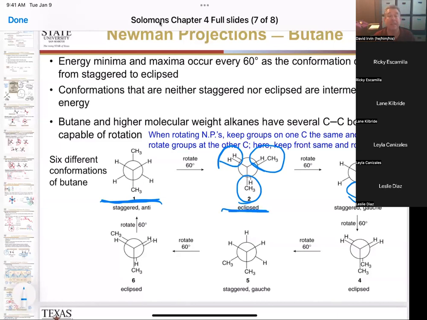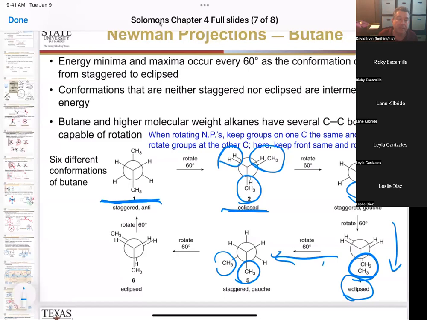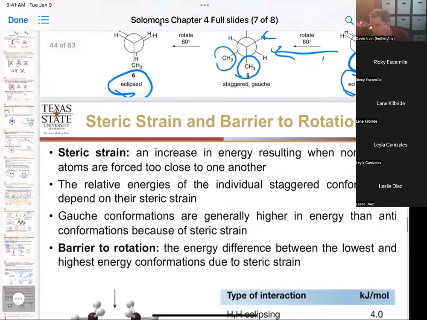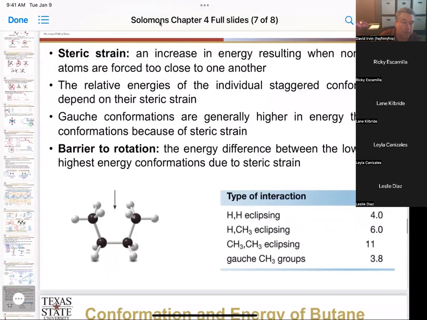Anytime it's eclipsed, it's higher than any staggered configuration. So let's rotate this 60 degrees. Now we're eclipsed, and our two biggest groups are closest together, so that means they have to have a higher energy level. But we still have rotation, so we can get back to a gauche, back to staggered. Notice it's the opposite of this one, just on the other side, because all we're doing is rotating the back carbon around and around. Then we get to an eclipsed configuration, and that gets us back to our staggered anti-configuration. So what does the energy diagram look like for that? Well, it looks a little different because we have what we call steric strain.